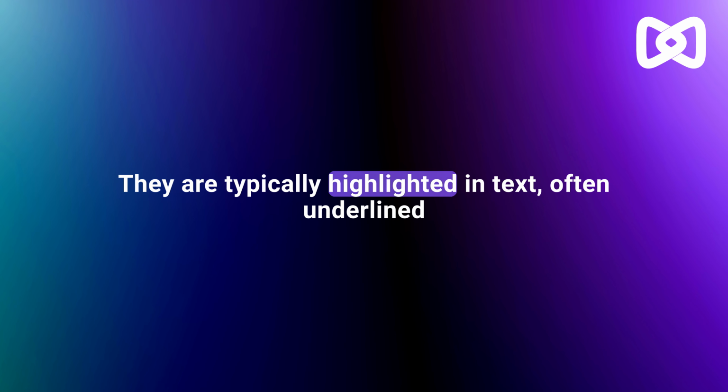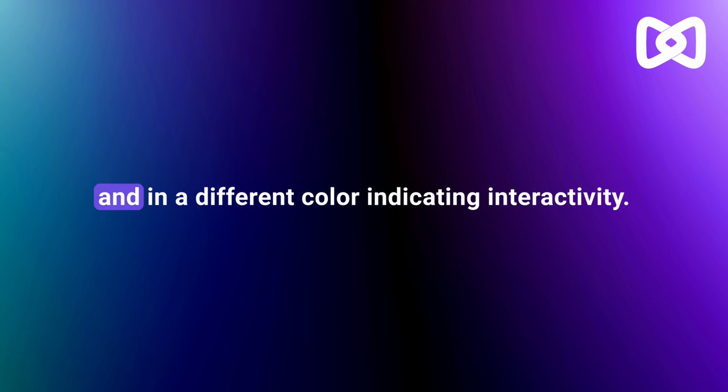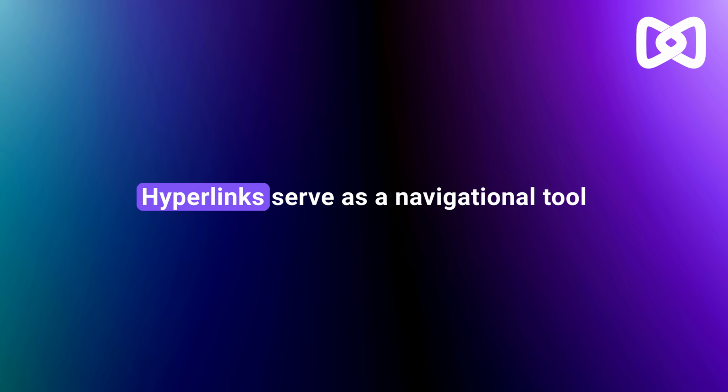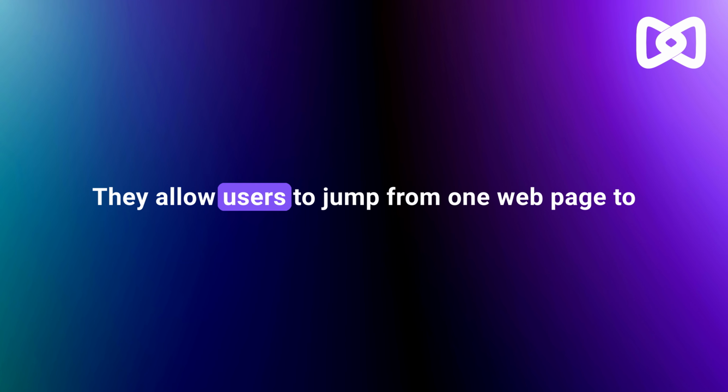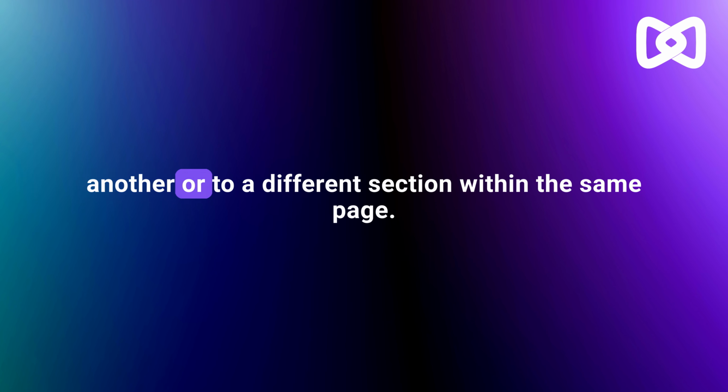They are typically highlighted in text, often underlined and in a different color, indicating interactivity. Hyperlinks serve as a navigational tool, connecting various pieces of online content. They allow users to jump from one web page to another or to a different section within the same page.